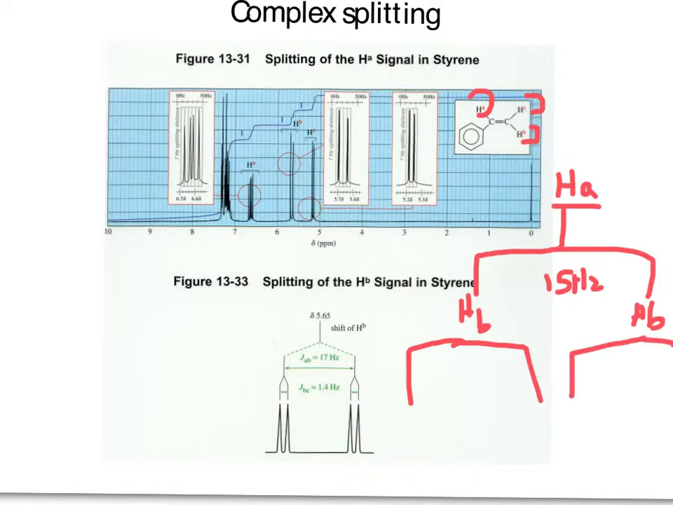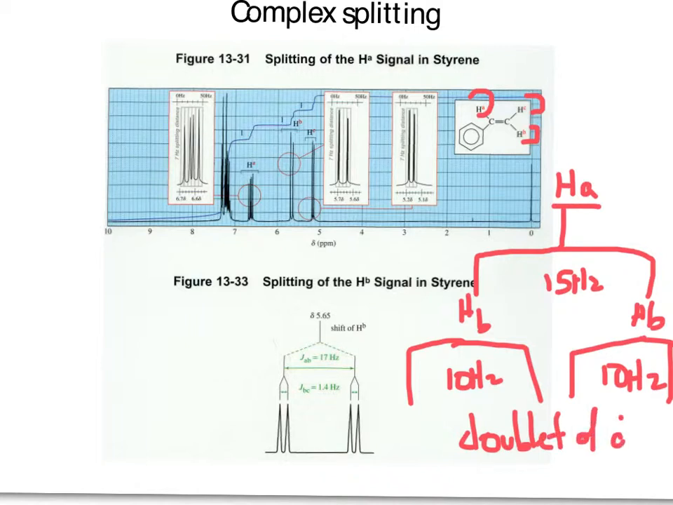So I'm kind of off scale here, but you can imagine that this distance is about 10 hertz. And so the reason why it's called complex splitting is because one proton coupled to two different hydrogens will result in two doublets. This is often referred to as a doublet of doublets. And so if we actually look in the NMR spectrum, I'm going to blow this up for a second so you can see it.